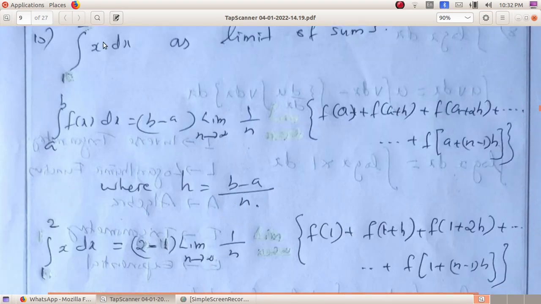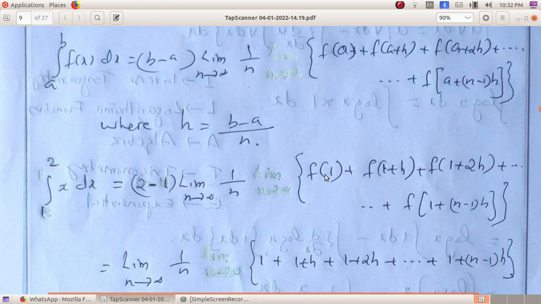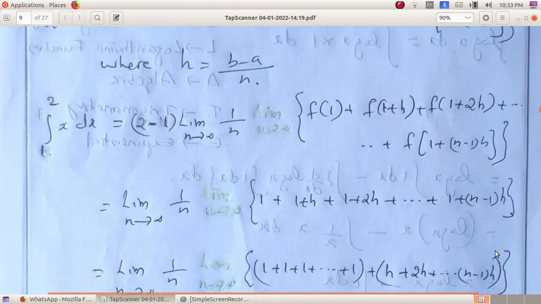So f of x means x, then b minus a, 2 minus 1, into limit n tends to infinity 1 by n. f of a, what is f of a? f of 1. f of a plus h is 1 plus h, f of a plus 2h is 1 plus 2h, with a meaning 1. F of x means x, so f of 1 means 1, f of 1 plus h means 1 plus h, f of 1 plus 2h means 1 plus 2h, and this line is obtained.